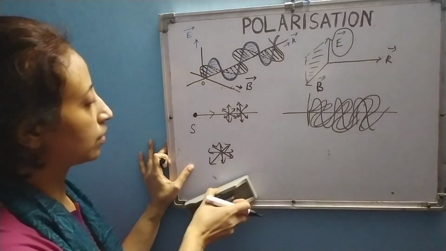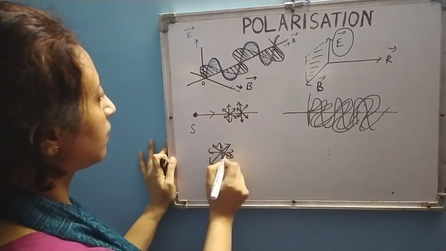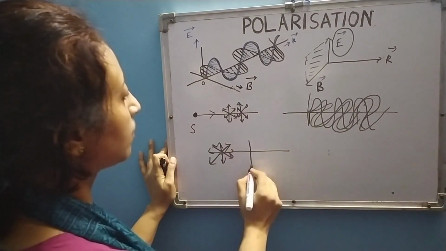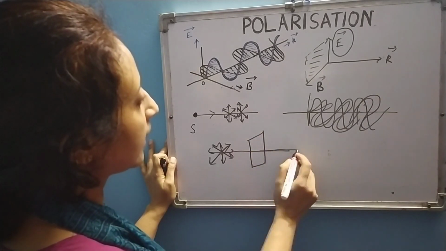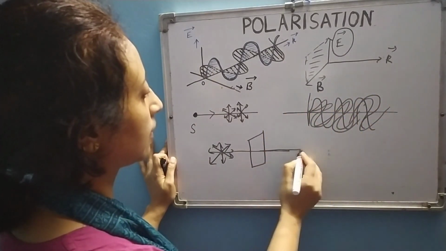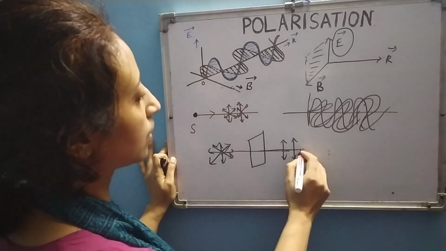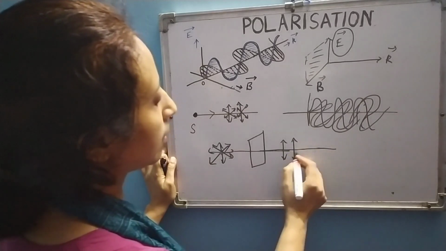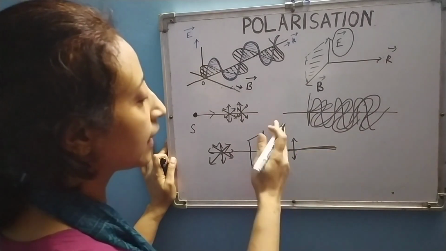Now let us come to the polarized light. Now what is polarized light? If you have unpolarized light and if you put some medium in between which is capable of restricting all other components except one, then the resultant light will be plane polarized. The vibration will be restricted to only one particular plane.